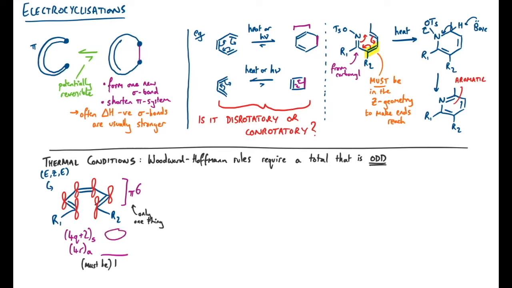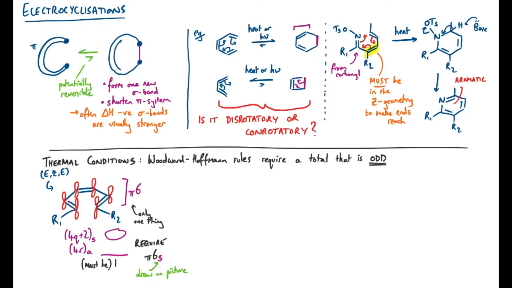We have a pi 6 component. Now, that can only go in this 4q plus 2 sequence. So combining this together, we require that the pi 6 component is s. Now, once we've defined that, we can draw this on the picture. s means suprafacial, means coming out of the same side.